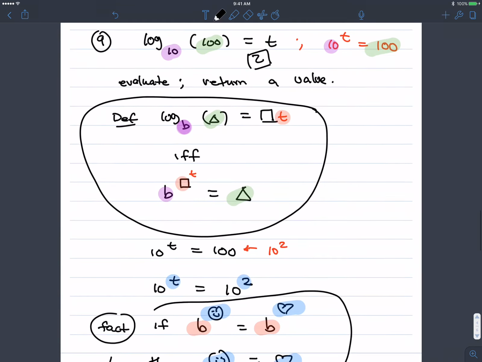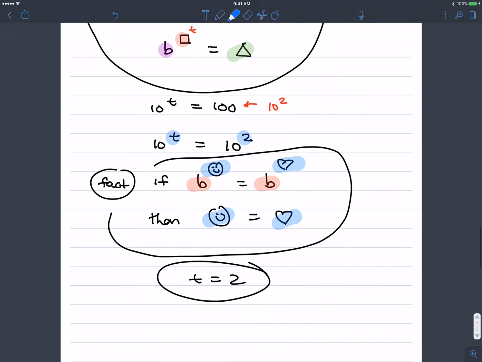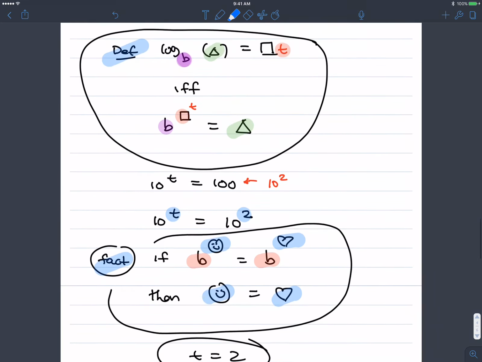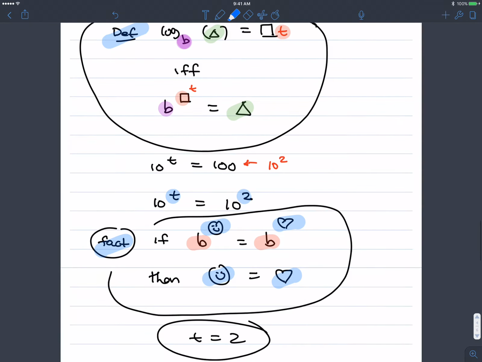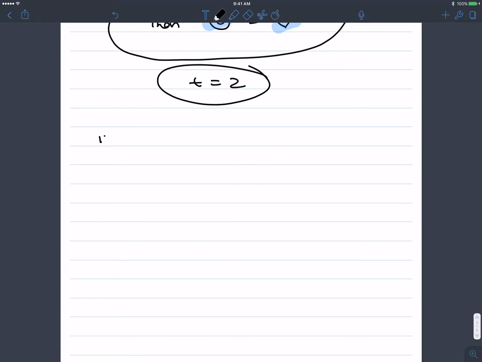So what we're going to do is use the definition here of log, combined with this fact, that if my bases are the same and they both have powers, then the powers must be the same. This is because the exponential function's 1 to 1. We discussed this in class, so this is a consequence of being 1 to 1. Nevertheless, we're going to use this repeatedly.